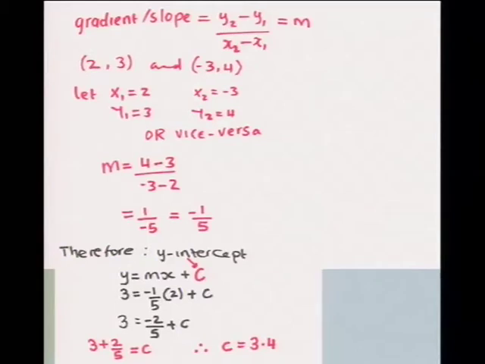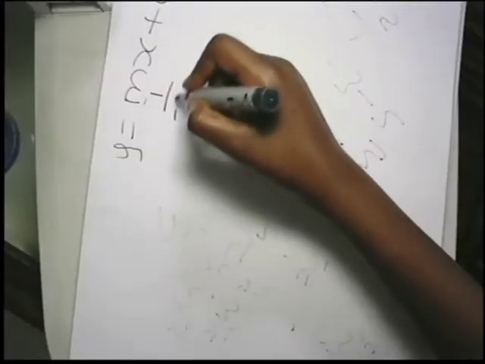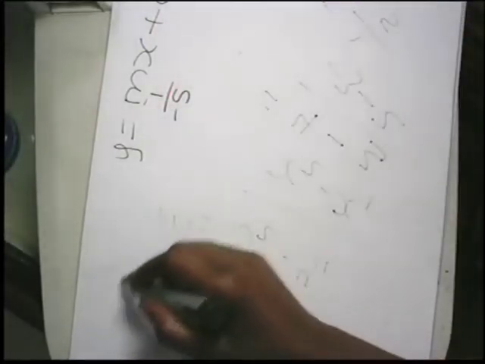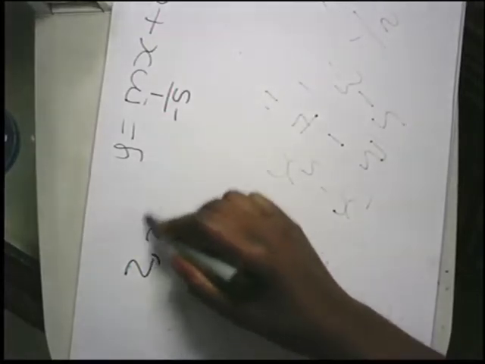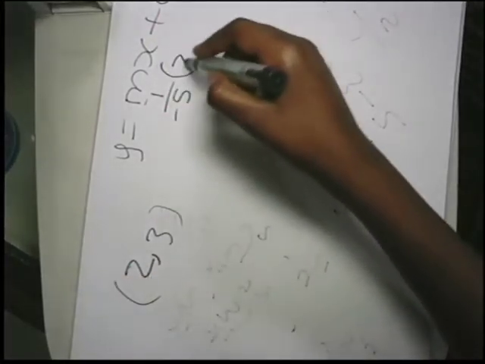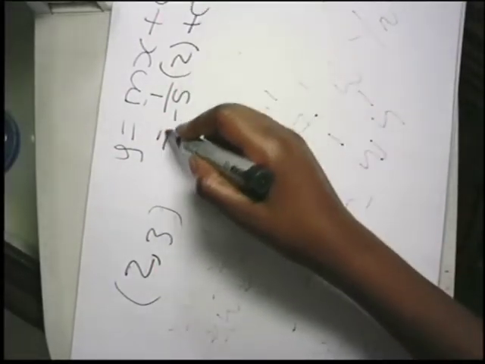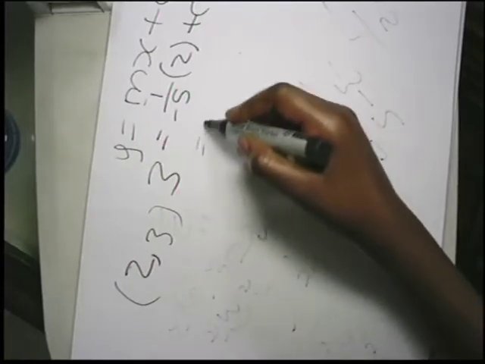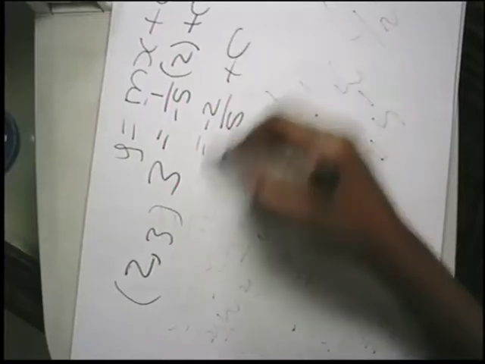If you want to find the y-intercept, you just need to pick one point, one coordinate. Let's say you have y is equals to mx plus c. We got m to be equals to what? 1 over negative 5. Okay? Now, you need to pick one coordinate. Let's say we are taking the coordinate (2, 3). So what is the x value here? The x value is 2, plus c. What is the y value there? The y value is 3. So if you multiply those two together, you are going to get minus 2 over 5 plus c. Then you have 3 there.